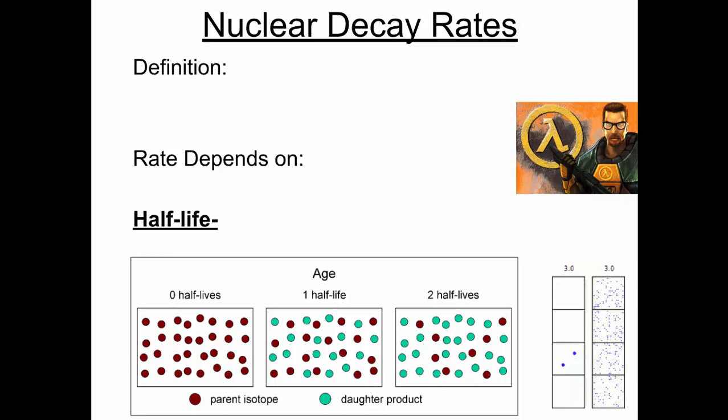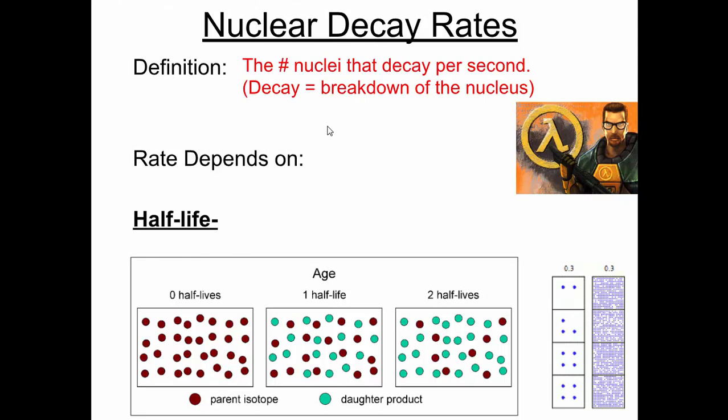All right, so half-life. When a nucleus breaks down and decays, depending on which element it is, that happens at different rates. How quickly these nuclei break down, we call the decay rate: the number of nuclei that will break down per second. This decay rate depends on what type of element it is. Some elements decay quickly, some decay slowly.